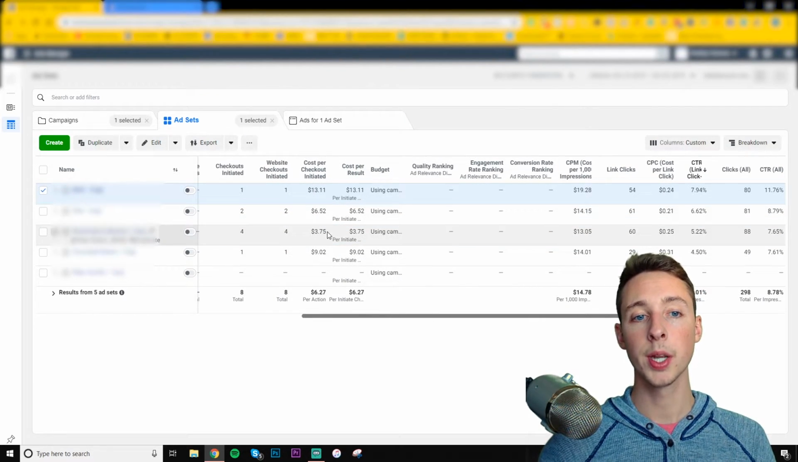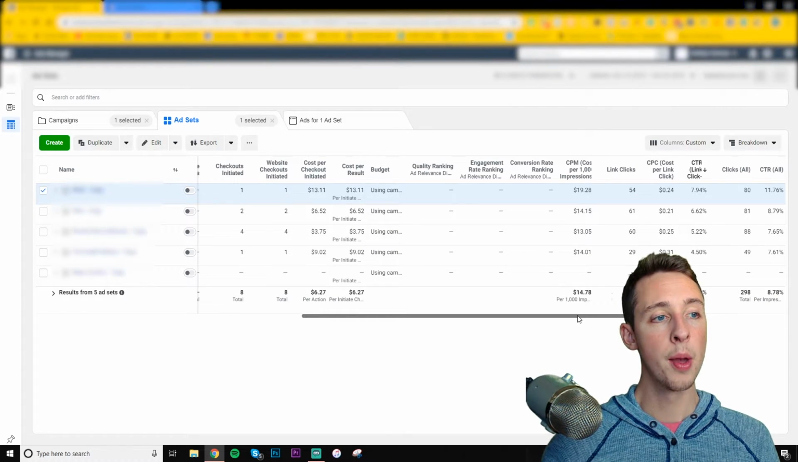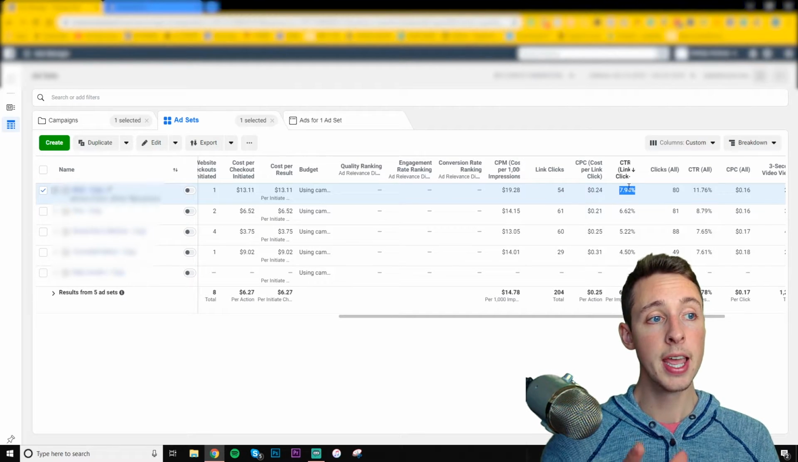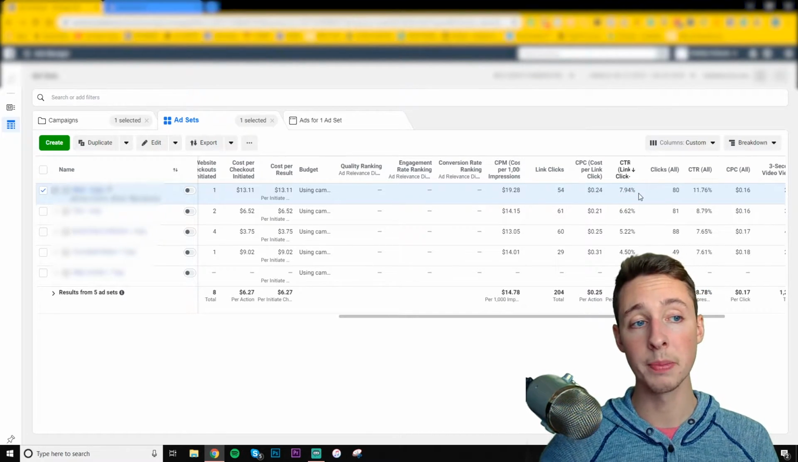So the other ones did perform better in terms of initiate checkout, but the reason that I really thought this one was going to be profitable is because I could see clear interest in people clicking through to the website.